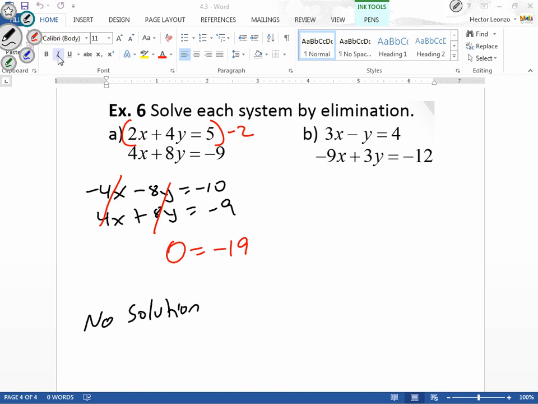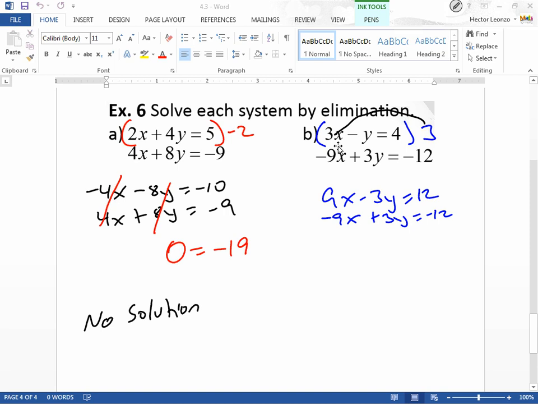Let me take a look at my other example here. Let me multiply it on the first equation. Let me multiply everything by 3, because that way I get 9x minus 3y is equal to 12. The second equation, I'm not going to do anything. Let me just copy it. -9x plus 3y is equal to -12. If you notice, I multiplied by 3 to make it 9x because I wanted the x's to cancel out.